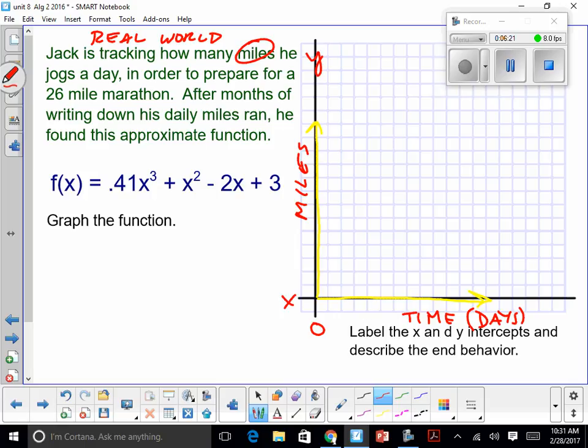Alright, let's see what else this paragraph is saying. Jack is tracking how many miles he jogs a day in order to prepare for a 26-mile marathon. After months of writing down the miles he ran, he found this approximate function. Instead of having to do it one day at a time, he came up with this long thing, which you don't have to. Here's all you have to do: you're going to put that into the calculator and get at least your table.